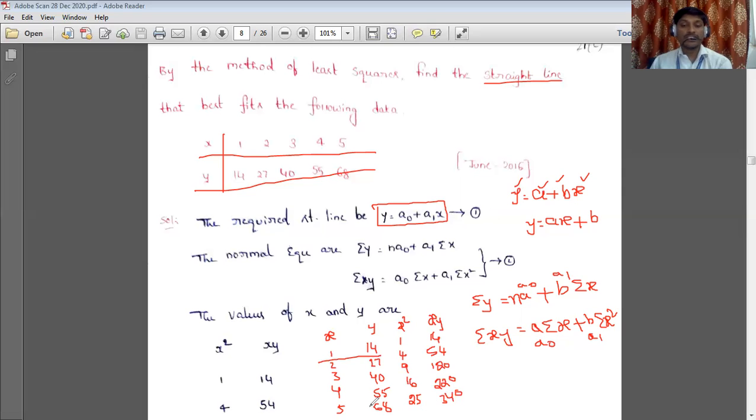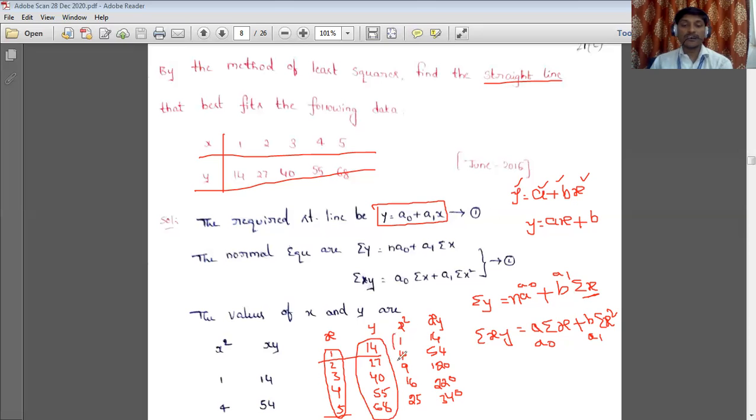So like this, you need to calculate x, y, x square and xy. And immediately what we require here is summation x. How will we get the summation x? Just by adding all these values. By adding all these values, we'll get summation x. And next, how will we get summation y? By adding the values of y. All these values we need to add, then we get summation y.